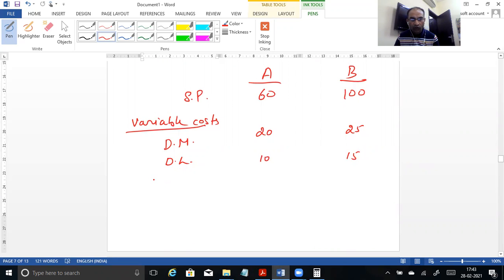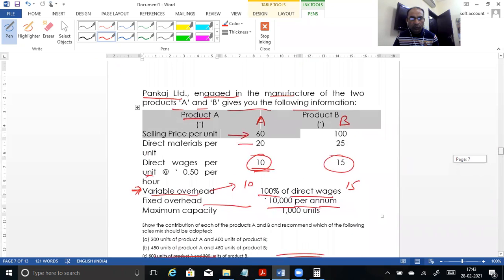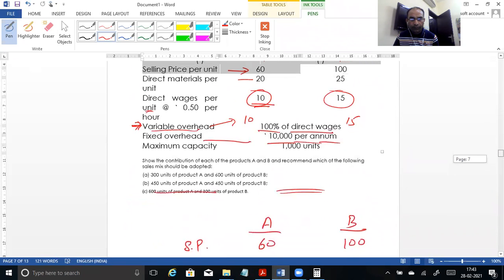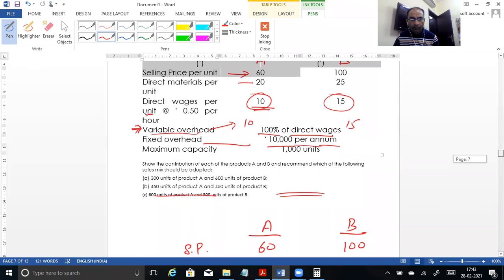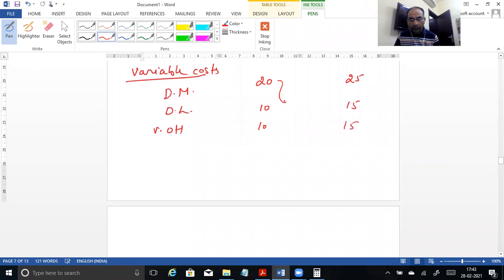And then they are giving you variable overheads. They are saying 100% of direct labor. So it means it is also 10, here it is 15, right? So this is your total variable cost. Understand? So we can see here, in case of product A, our total variable cost comes 40. And in case of B, it comes 25, 15, 40, 55.